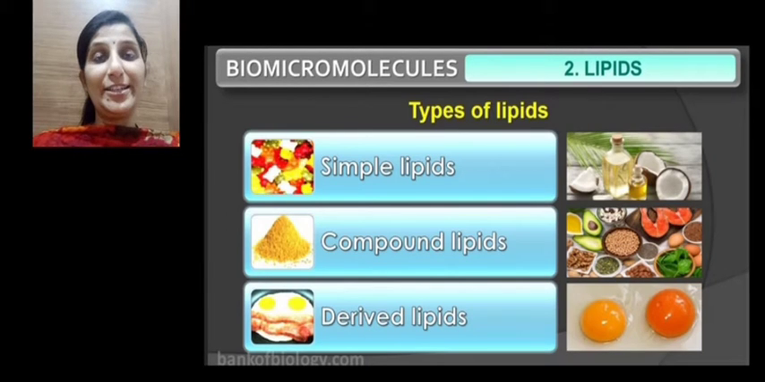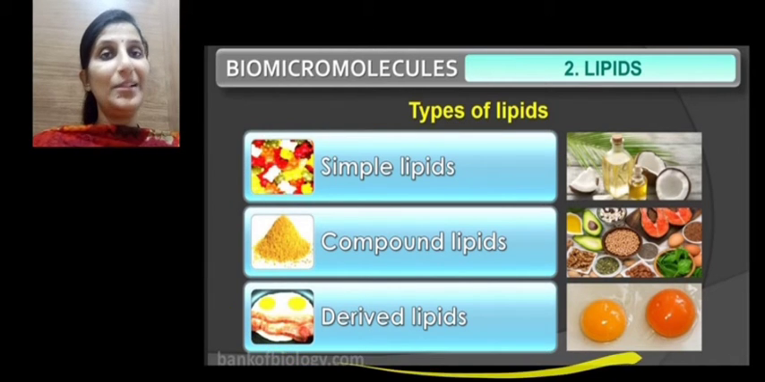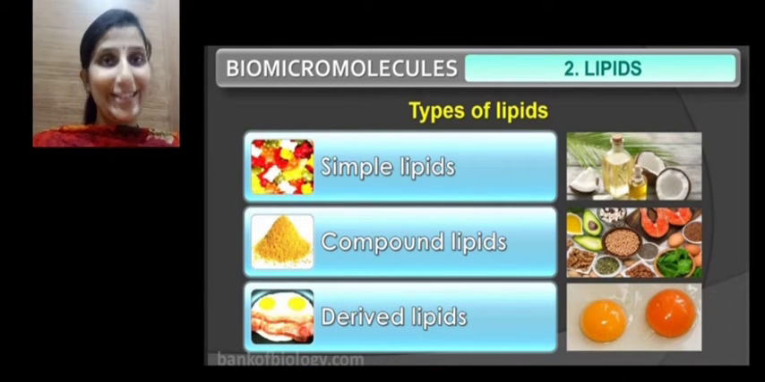Lipids are of three types. They can be simple lipids, compound lipids, or derived lipids. So the three types of lipids are simple, compound, and derived. Let us learn about all these in detail.